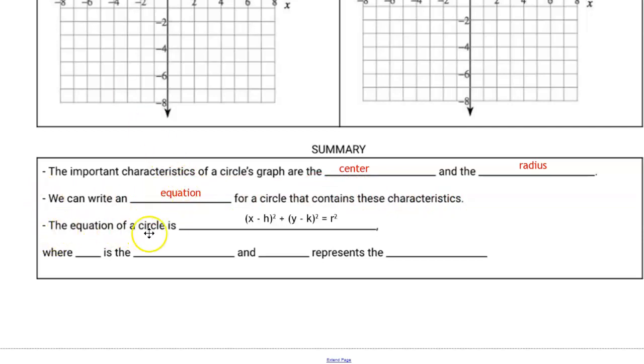The next part asks you to remember the equation of a circle. This is something you definitely have to know. You have to have in your notes somewhere. (x − h)² + (y − k)² = r². This is the equation of the circle. And it asks you what is the what and what is the what. Here we go. Well, we know that r is the radius and h comma k is the center.